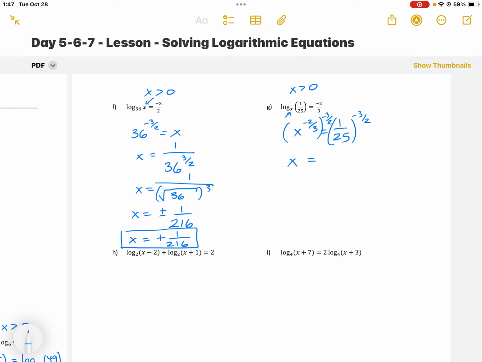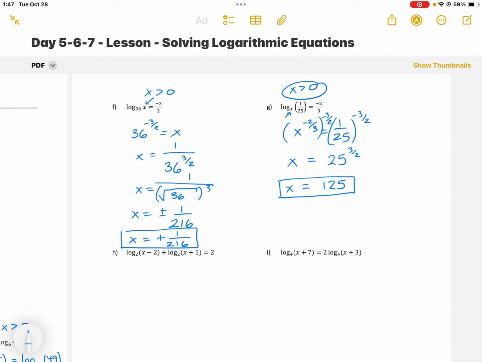On the right-hand side, I'm left with 25 to the 3 halves, which means that I'm going to take the square root of 25 and then cube it, which gives me 125. Normally, I would have both answers if I was just solving that exponential equation. Because of my restriction on the base of the logarithm, x equals 125 is my only possible solution.